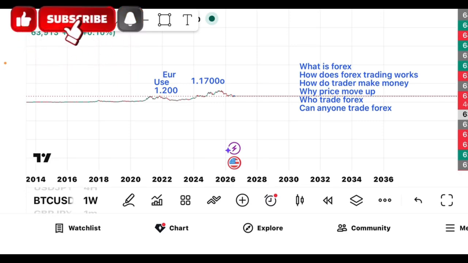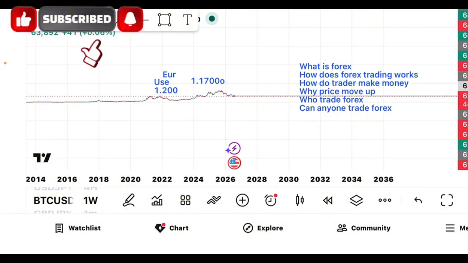And the second to the last is who trades Forex. Who trades Forex is also related to why price moves, but I will just explain briefly to you. Who are the people that trade Forex? We have retailers. I've told you that retailers are me and you. We are the ones that trade Forex with a little amount, and we are called retailers. And those that also trade Forex are banks. They are the ones that also move the market.